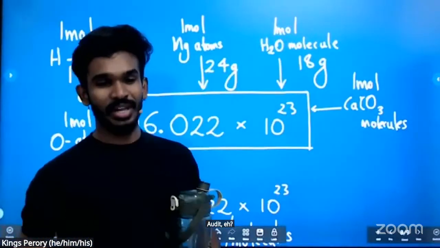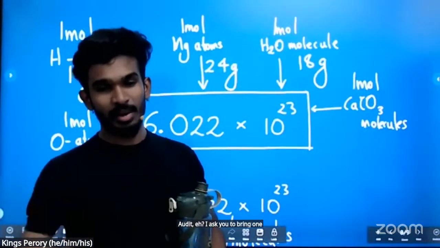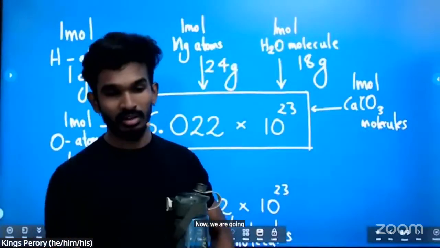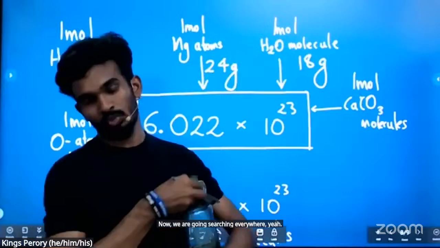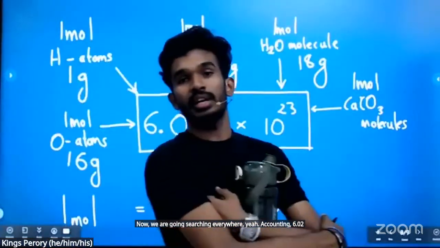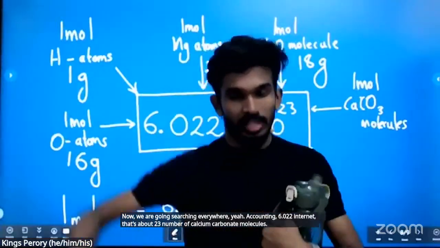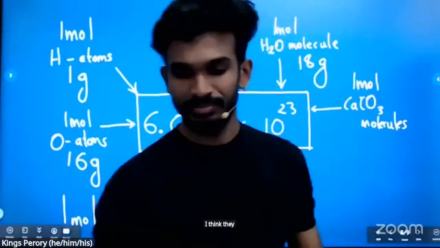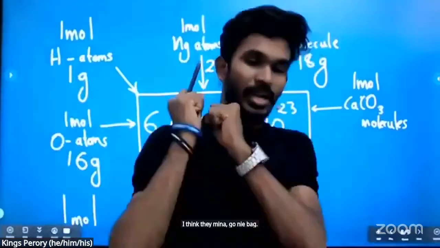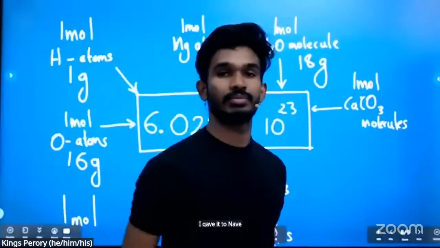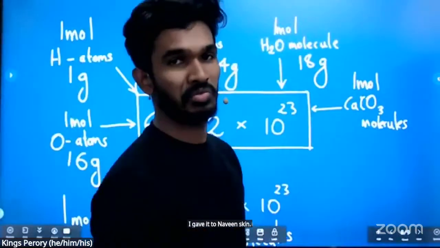I ask you to bring 1 mole of calcium carbonate molecules. Now you are going searching everywhere. You are counting 6.022 into 10 to the power 23 number of calcium carbonate molecules, packing them in a gunny bag, bringing it and giving it to me. I keep it on a weighing scale. I measure the mass. Exactly.